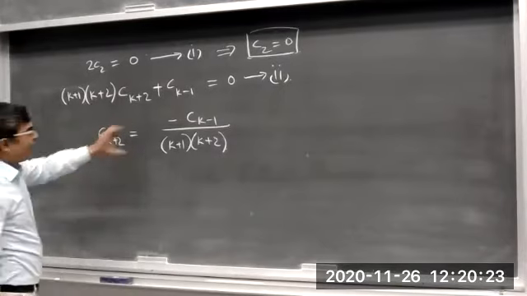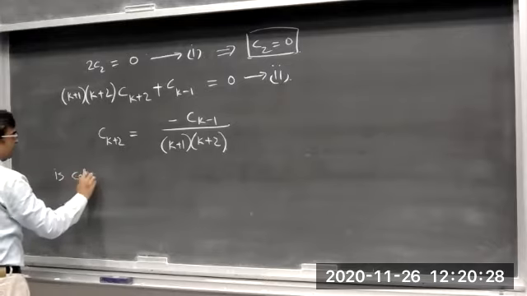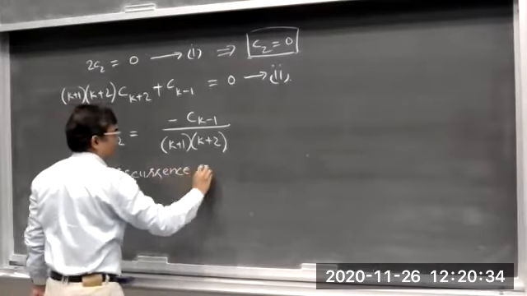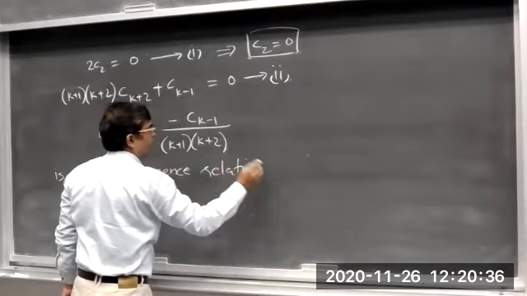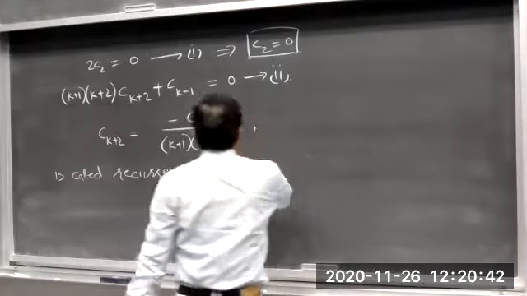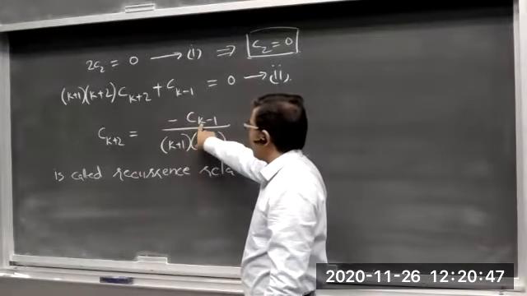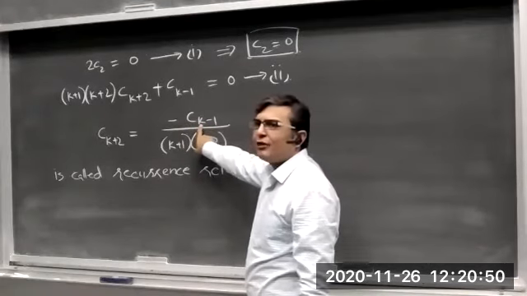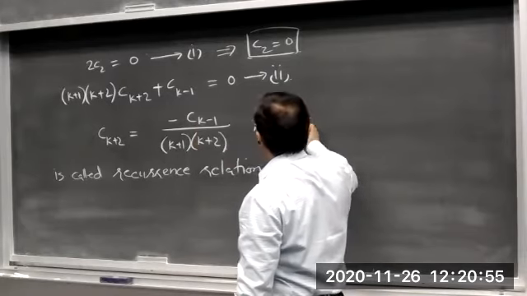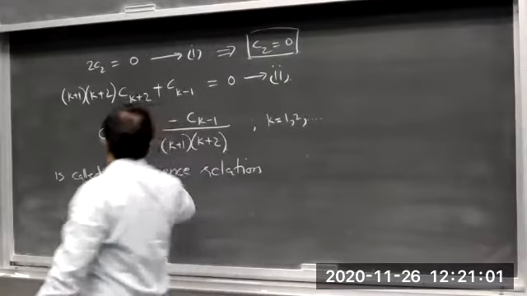This is called a recurrence relation. A recurrence relation helps us to find the unknown coefficients. Here you can see that we cannot take the value of k as 0, so k should start from 1 at least. So k is 1, 2, and so on. So this is your recurrence relation.